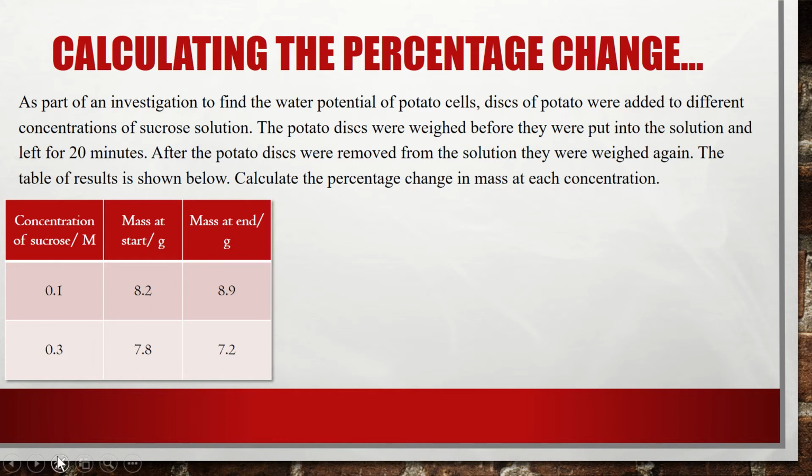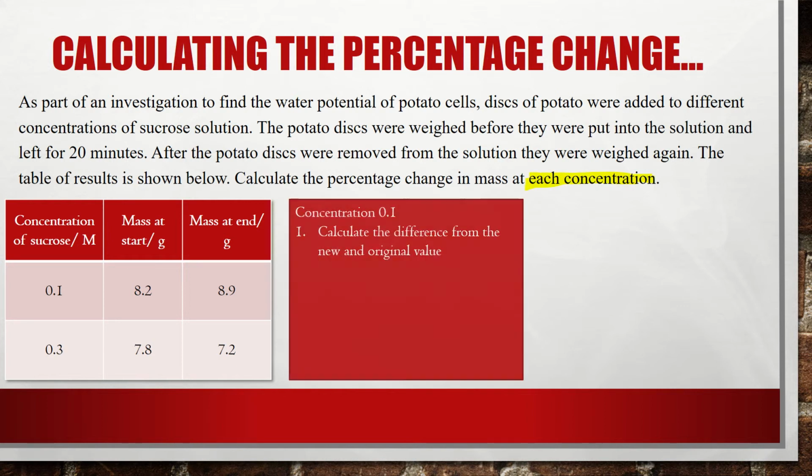So here we can see it's saying at each concentration. So we're going to have two different equations here. Our first one, we're going to be looking at our 0.1 mole. We need to calculate the difference from the new and the original value. The new value is going to be the one at the end. So this is the new one. So 8.9, we're minusing the original, which is 8.2. That's going to give us 0.7.